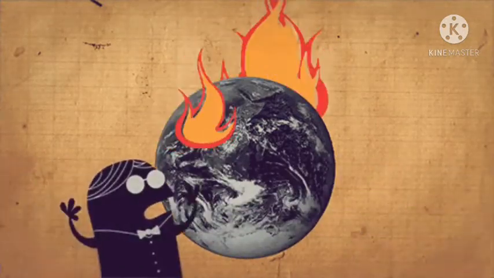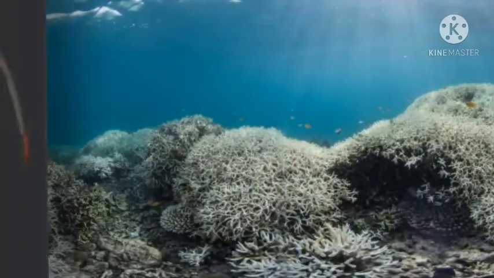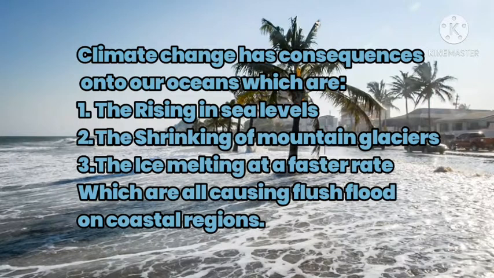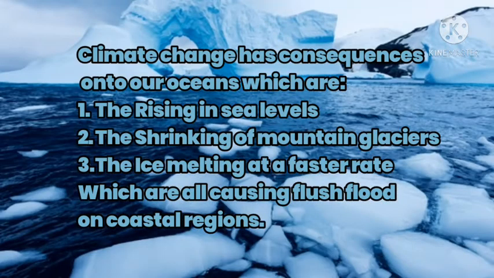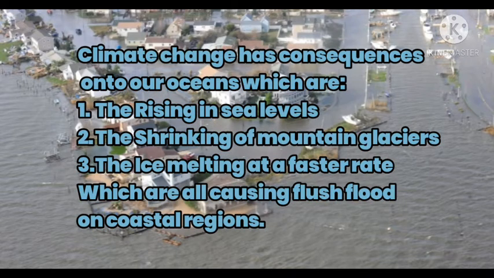Here are some examples of effects of climate change on our oceans, weather, food sources, and our health. Climate change has consequences on our oceans, which are the rising of sea levels, the shrinking of mountain glaciers, and the ice melting at a faster rate, which are all causing flash floods in coastal regions.